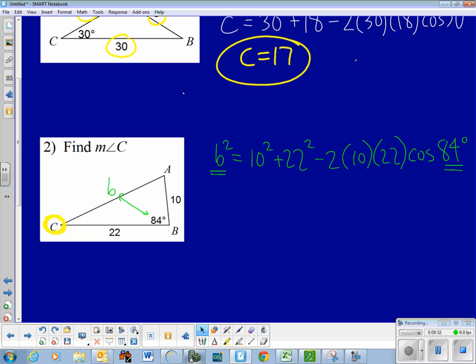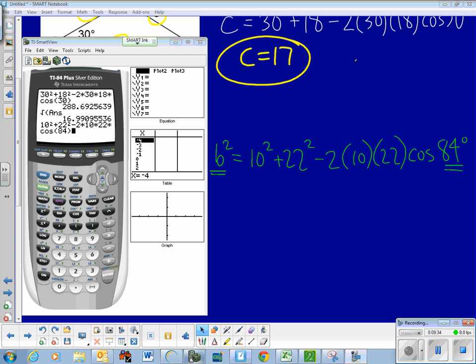All right, so again, I'm going to pause and calculate and see what we get. Okay, so here is that info plugged in. So B squared is 538. The square root of that is 23.2, we'll say.